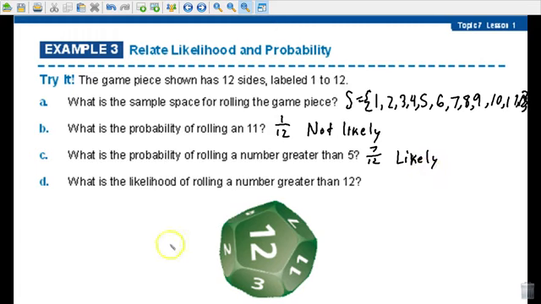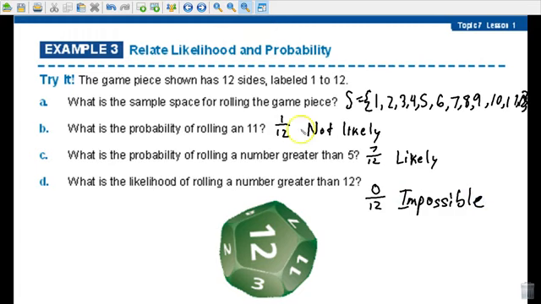All right. What is the likelihood of rolling a number greater than 12? Well, there are no numbers greater than 12, so what is my number that goes on top? You're right, 0. Okay? And that is out of 12. So 0 out of 12 would be impossible. That cannot happen. Okay?